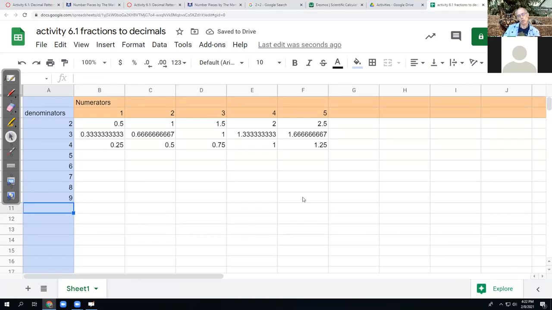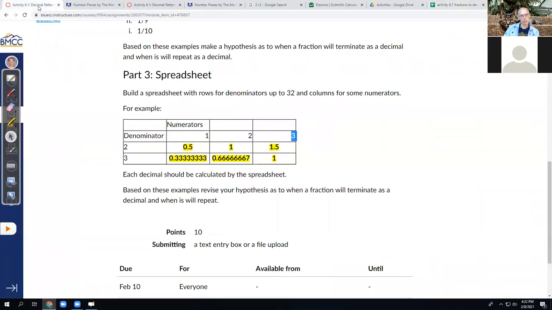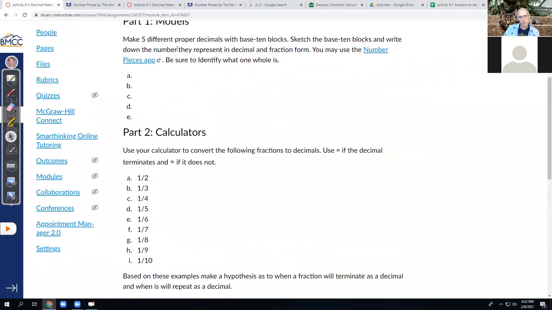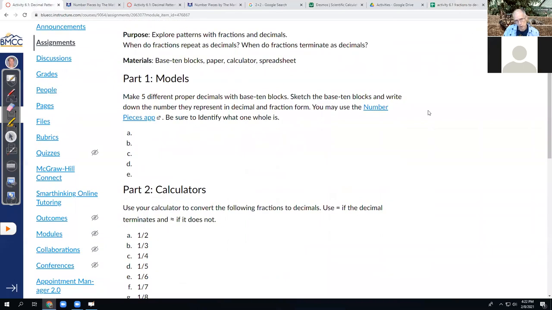So what you're going to try and do is create a spreadsheet, and I can give more tips on the spreadsheet later. The point of the spreadsheet is to try and find a pattern. So I'll come back to the spreadsheet in a second. So part 1, you're just going to either draw some base 10 blocks to illustrate some fractions. Make sure you tell me what a whole is for each of them or all of them.